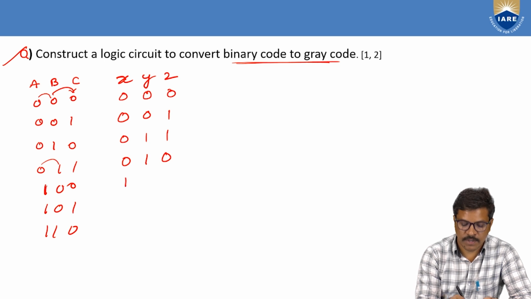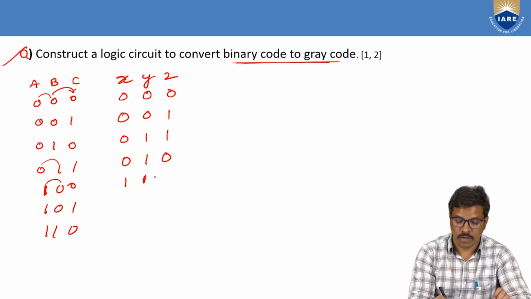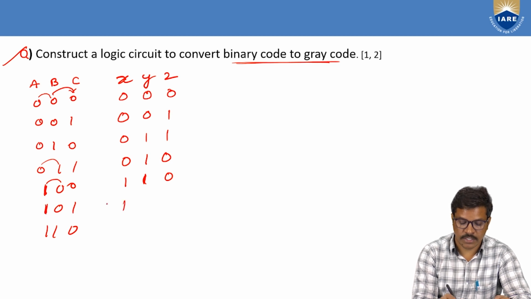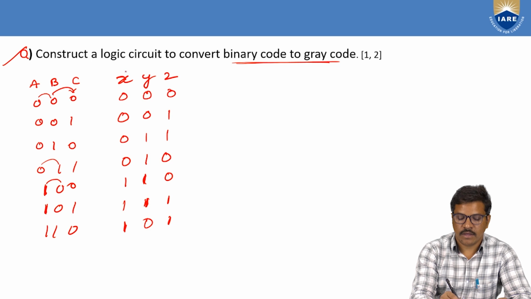Take the MS bit as it is and take the XOR operation of 1, 0. This 1, 0 is 1. Next 0, 0 is 0. Take the MS bit as it is, and 1, 0 is 1, 0, 1 is 1. Take the MS bit as it is, 1, 1 means 0, 1, 0 means 1. So this is the truth table.